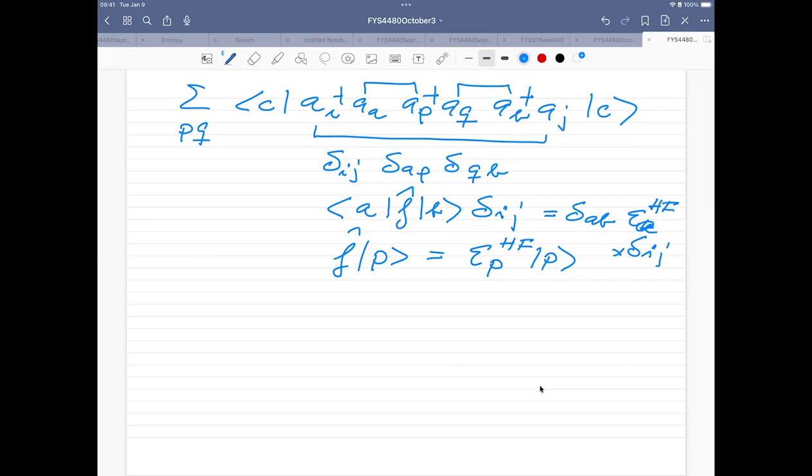So that's one term. Now, if we look at the next term, which we can have, this is the only other possible contraction which is non-zero.